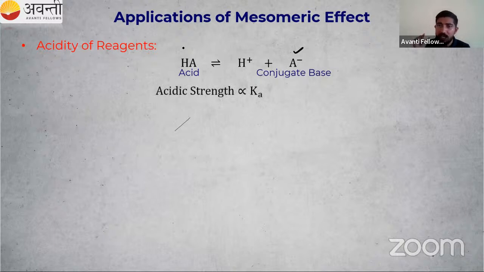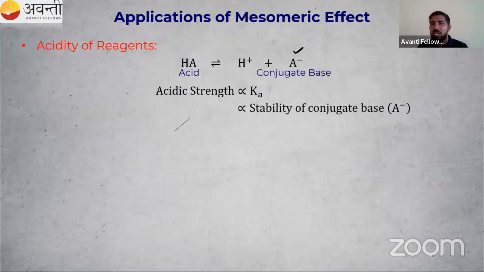Acidic strength is proportional to Ka. What is this Ka? It is an experimental quantity. Do you remember what this Ka is? A means acid. K means what? You can give me the answer in the chat box. Okay, I will wait for that. So acidic strength is proportional to Ka, that is, more amount of H plus released.